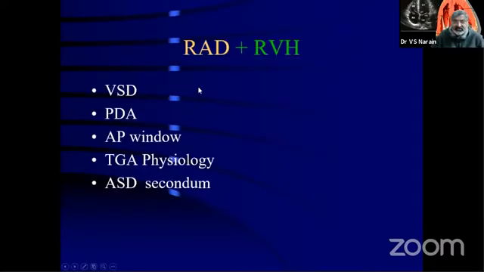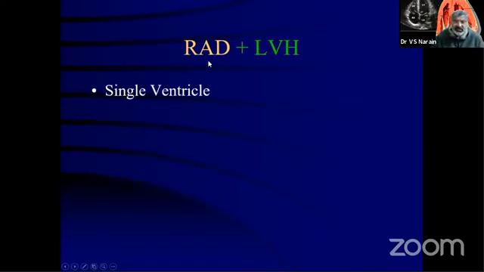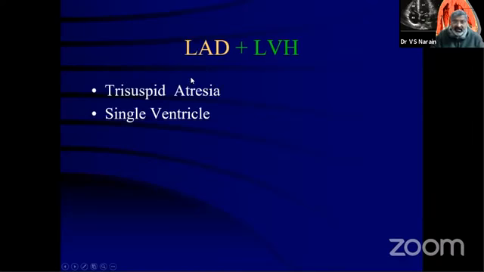Eisenmenger physiology ECG behaves very much like that in tetralogy. That is, if you have RVH with RAD, these are the situations. If you have RAD with LVH, single ventricle situation. LAD with LVH, once again, tricuspid atresia, single ventricle going into Eisenmenger. So wherever you have a combination of LAD and LVH in a blue baby or a blue adolescent, always think of tricuspid atresia, because you expect RVH and RAD. If you have RVH with RAD, it is Eisenmenger, it is tetralogy physiology.